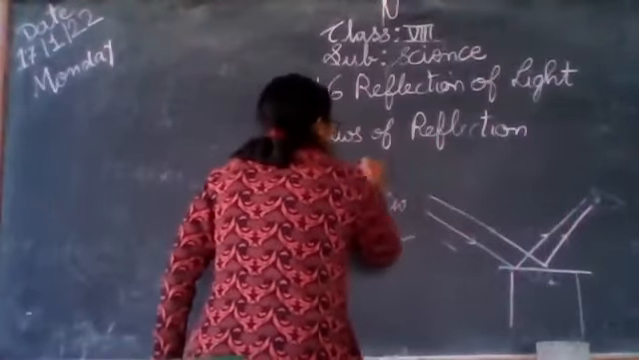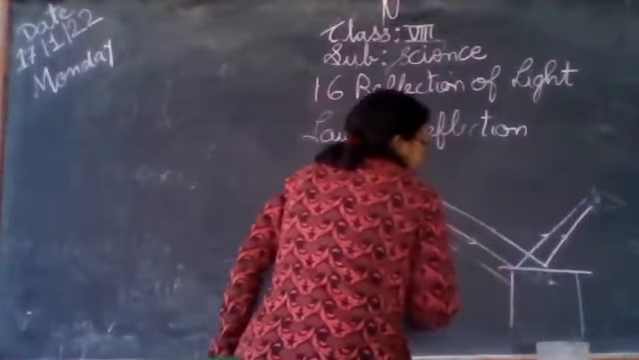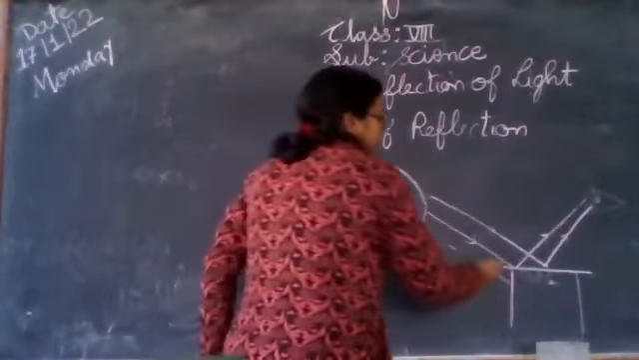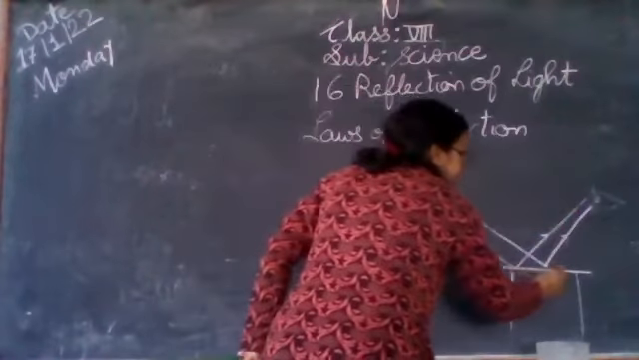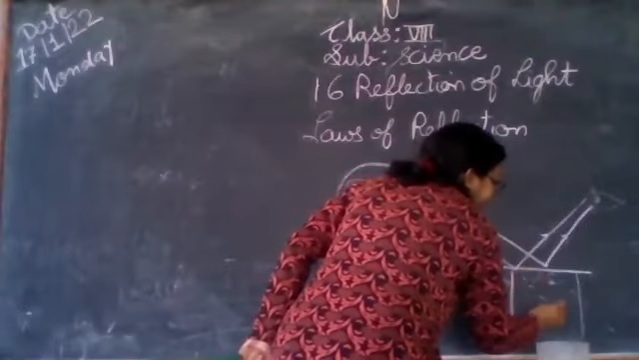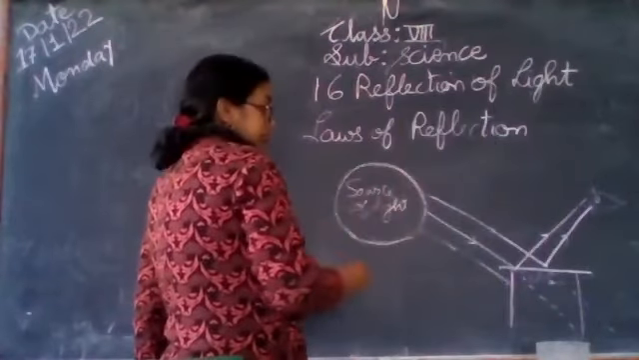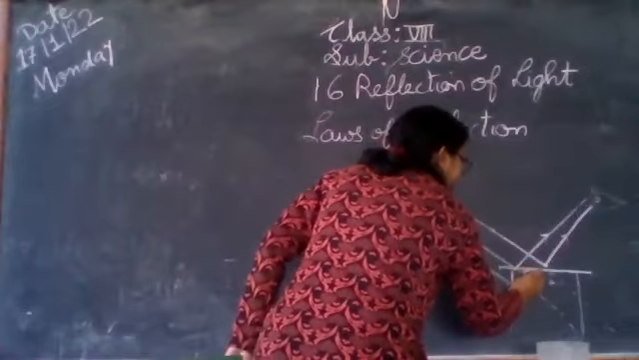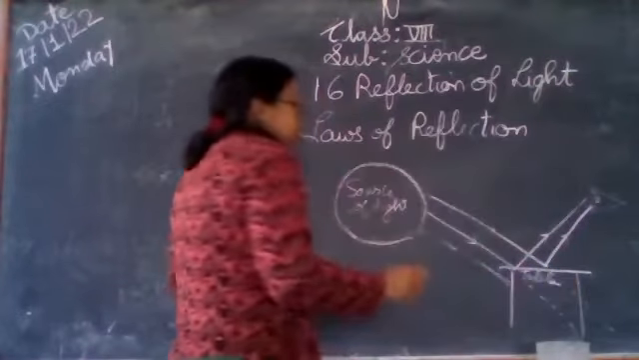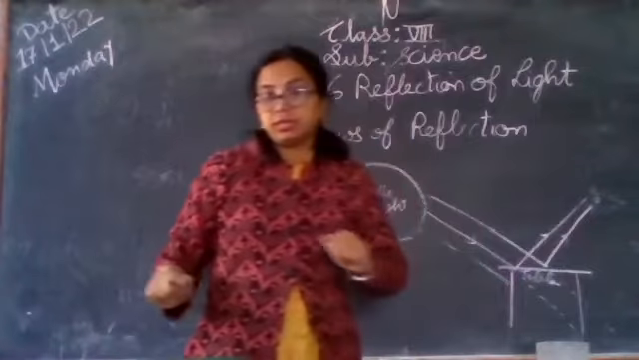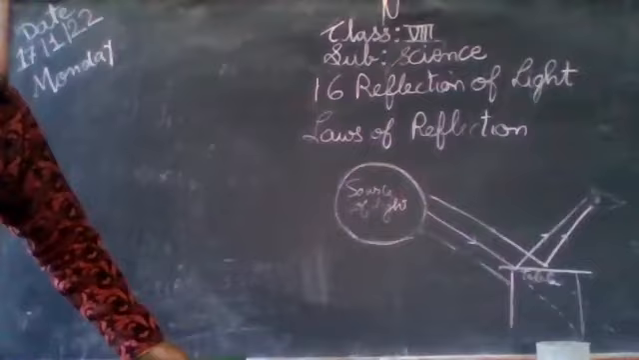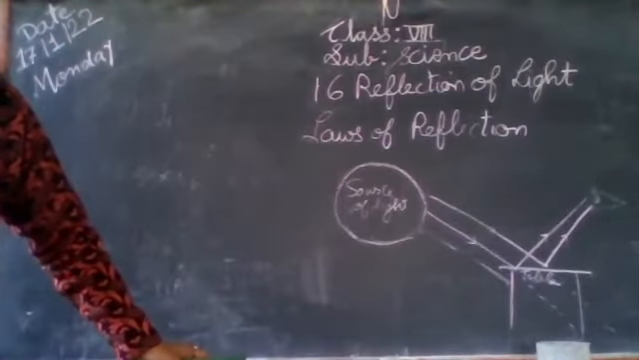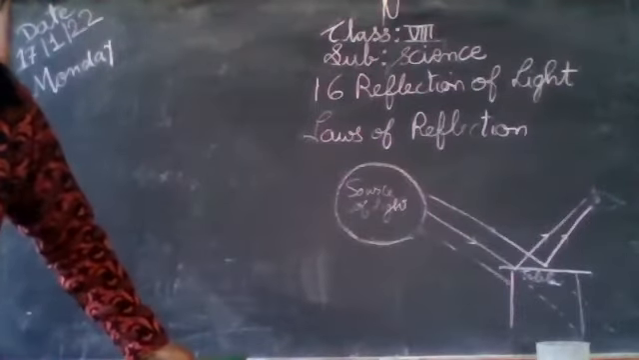Now you see here, these light rays were going straight, but when the object came in between, the direction of the rays changed. Otherwise, these rays would have gone straight away. But there is a table in between, and because of that, the rays get reflected. They change their direction and they turn back. This is called reflection of light.